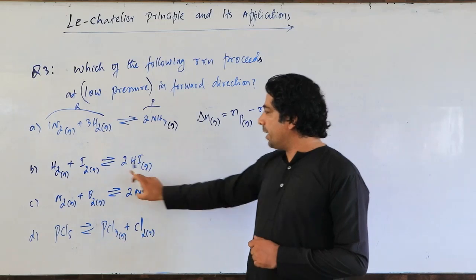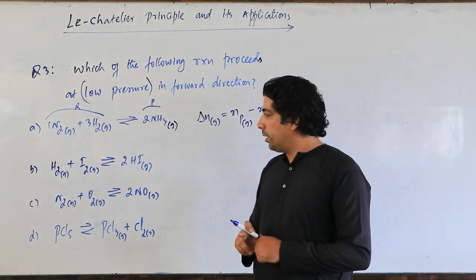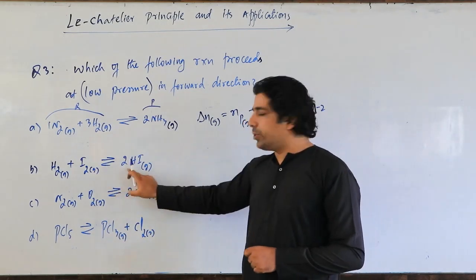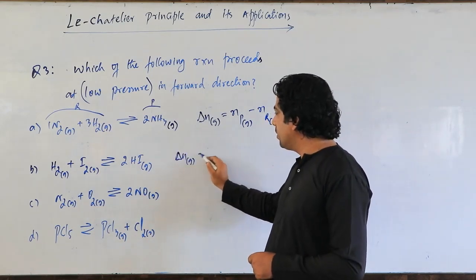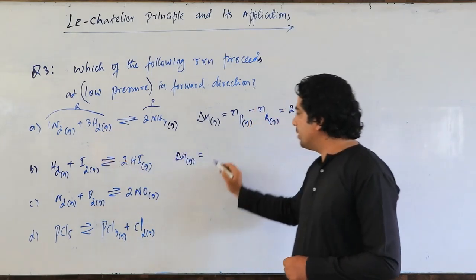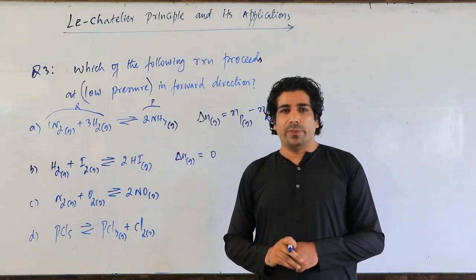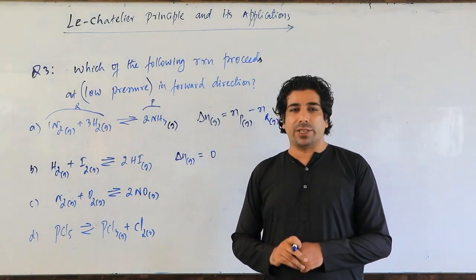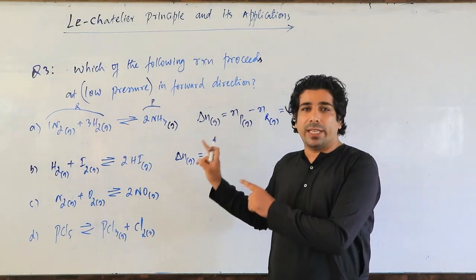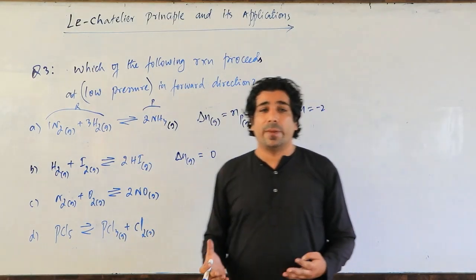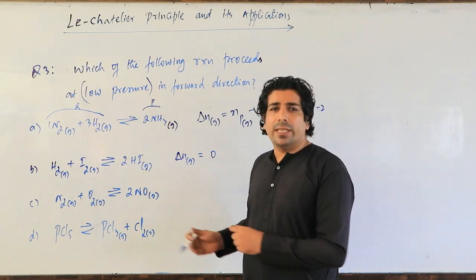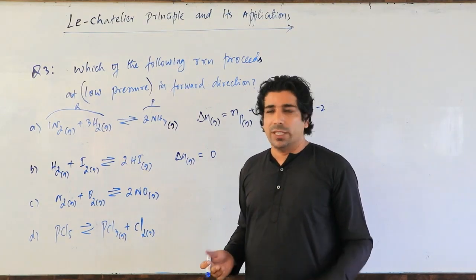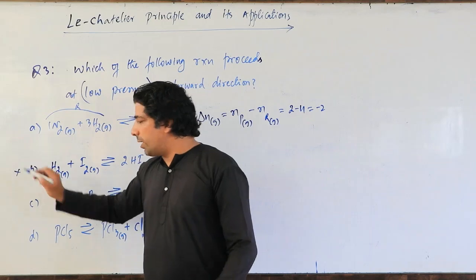Okay? So let us calculate the second one. H2 plus I2 gives me 2 times HI. So let us see here delta N gaseous. It's 2 minus 2, that is 0. Here delta N is 0. So remember, the pressure will have no effect here. I have to check that the reaction has to proceed in the forward direction. But if delta N is 0, then the pressure will have no effect on it. So this second option cannot be my answer.